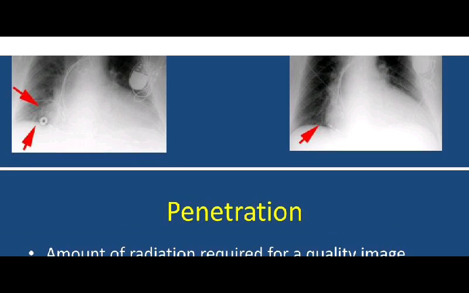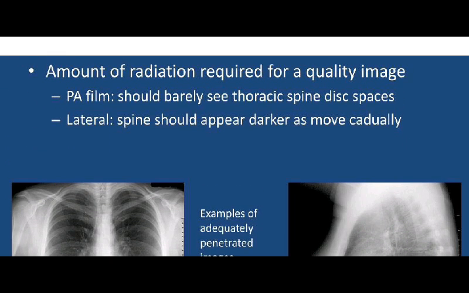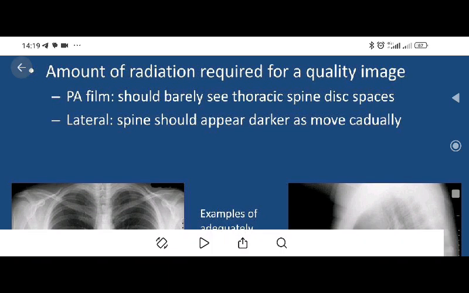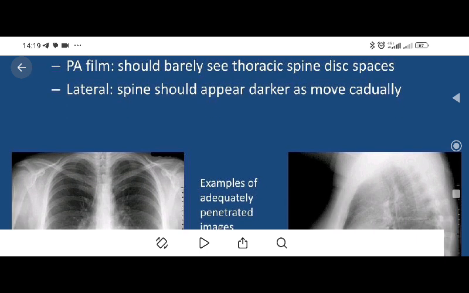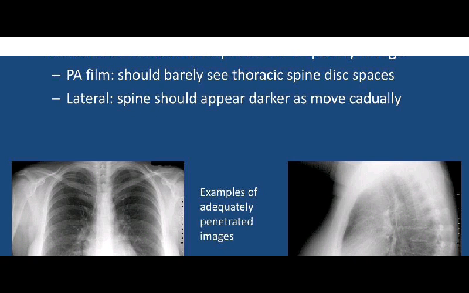Yes. Now, concerning your penetration, the amount of variation required for a quality image. Now, for a PA, you should barely see the thoracic spine and disc spaces. Now, in penetration, what I'm trying to tell you is that you visualize the thoracic spine, but it should not obstruct the structures you're about to see. You get. So it's just trying to tell you that the penetration should be adequate. It shouldn't be over. It shouldn't be under.